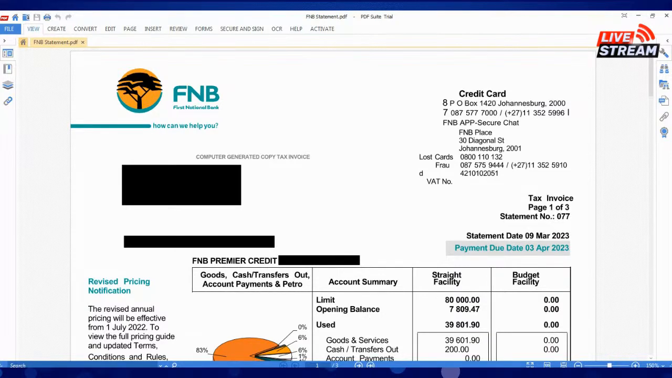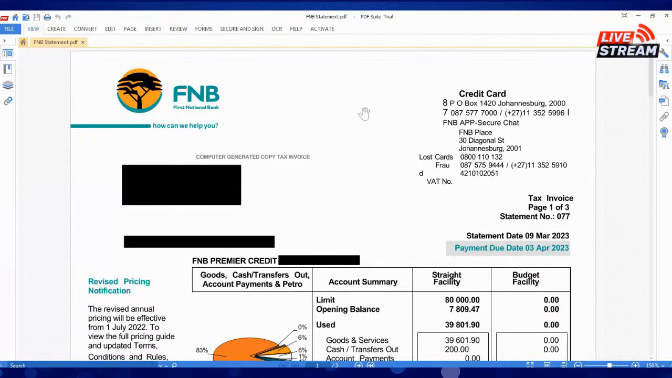If I can just go to that statement, then I can show you exactly what I mean. On that one, there it is. Now, these banking statements could be from any bank. It could be from FNB. It could basically be any bank that is used.